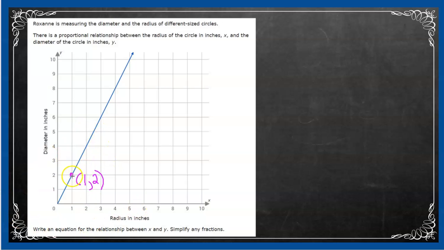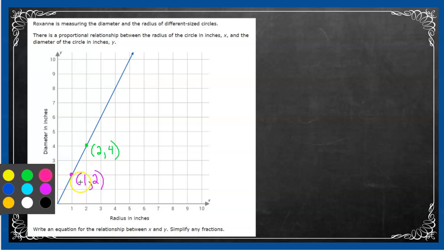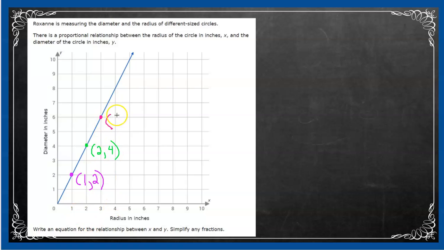Let's check another one though. Okay, let's follow it up again, and here's one right here where x equals 2, y equals 4. I'm going to do one more, and I think we can all see what the constant of proportionality is going to be. There's one right there where x equals 3, y equals 6. Okay, so what's my constant of proportionality? It's going to be 2, because x times 2 equals y. 3 times 2, 2 times 2, 1 times 2. So my constant of proportionality is 2, and my equation is going to be y equals 2x.